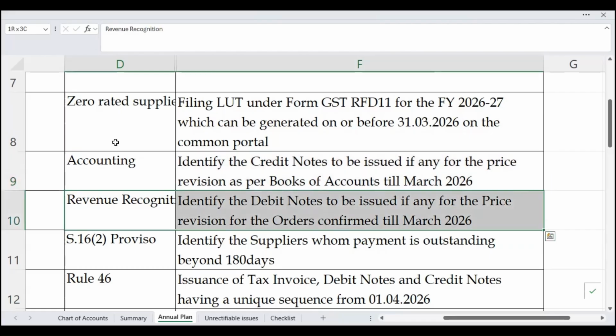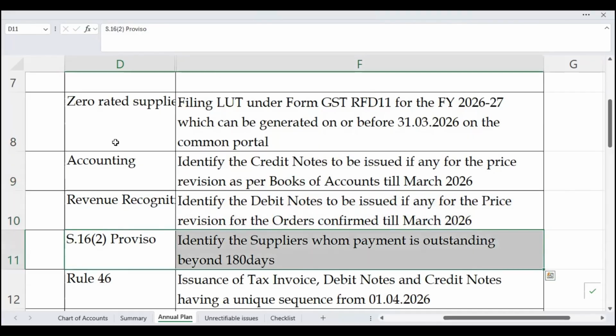Revenue recognition. Any debit notes to be issued for the price revision for the orders. Sir, I supplied the goods. My customer said that there is a price adjustment to be done where instead of 22 rupees, I have to bill for 25 rupees. There is a 3 rupees gap. We have to issue a debit note. Before March, please issue the debit note.